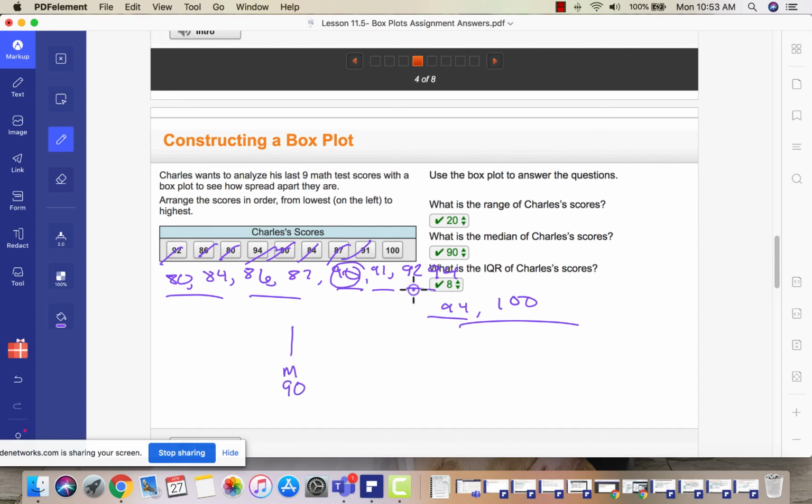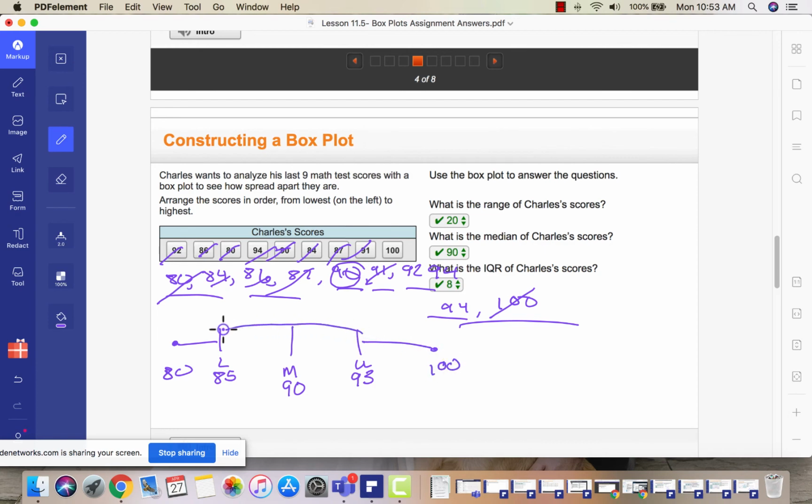Then we need to find the upper quartile. So we're going to cross off 90. It's going to be in between 92 and 94, which would be 93. That would be my upper quartile. And we'll do the same thing for our lower, which would be between 84 and 86, which would be 85. That would be our lower quartile. And then our lower extreme is 80, and our upper extreme is 100.